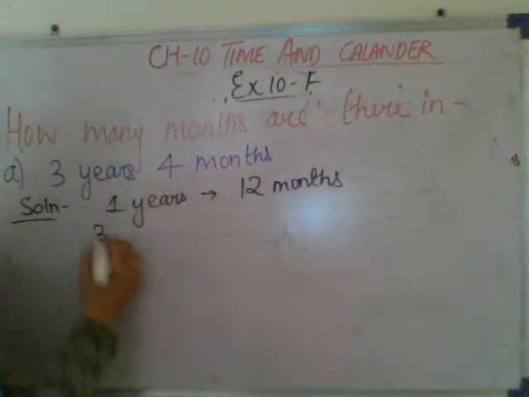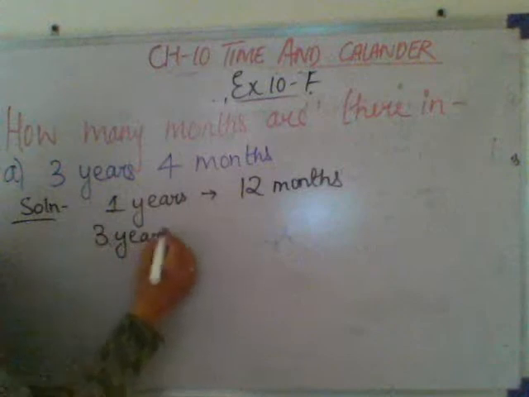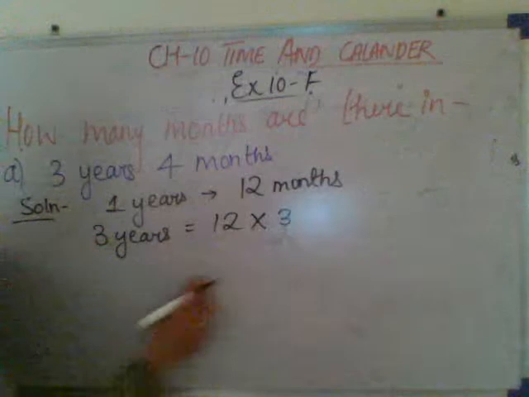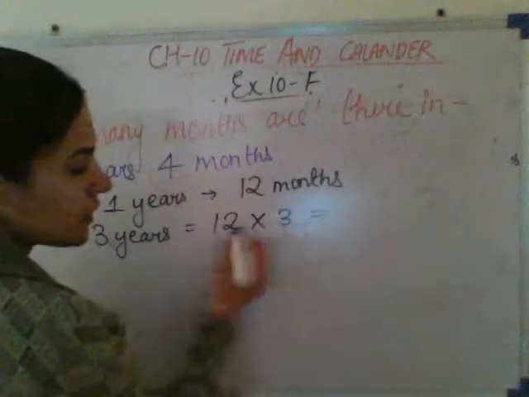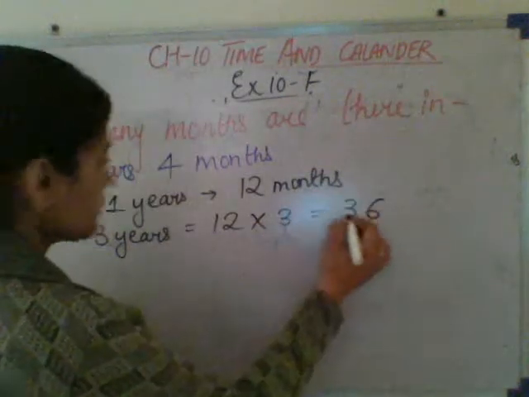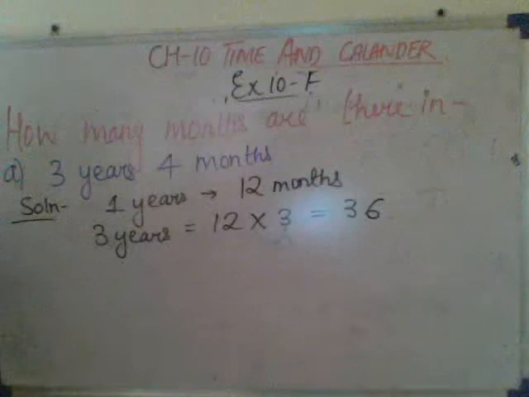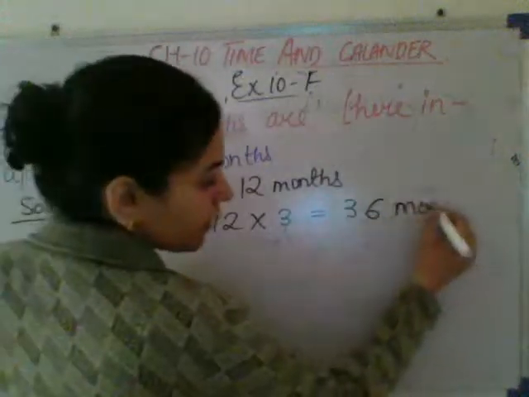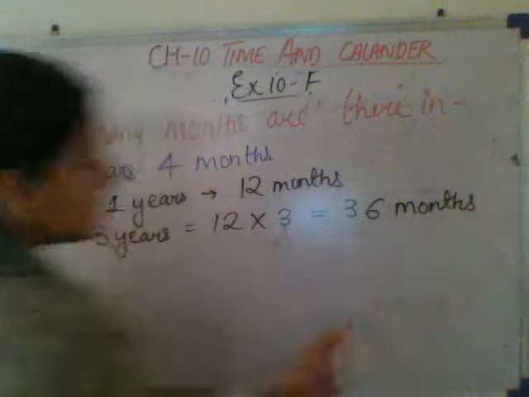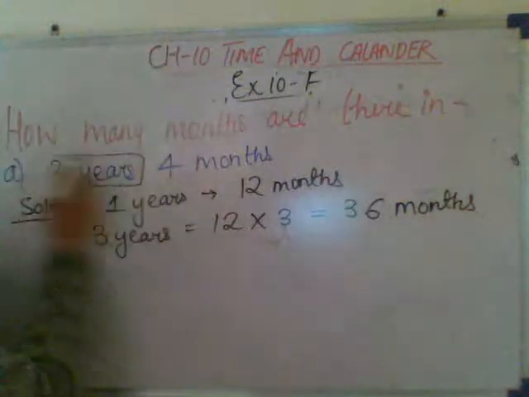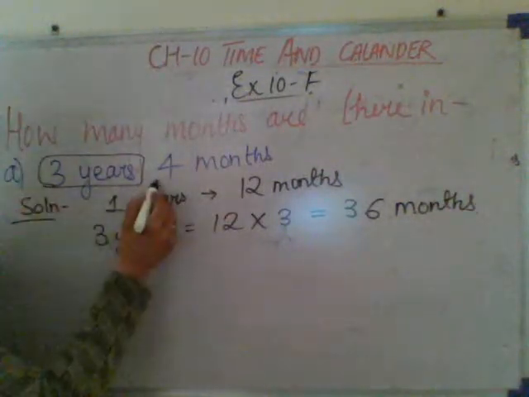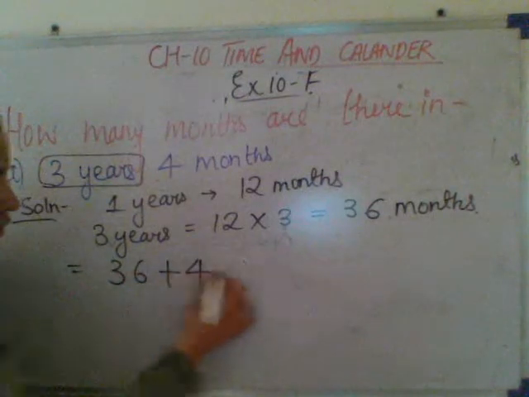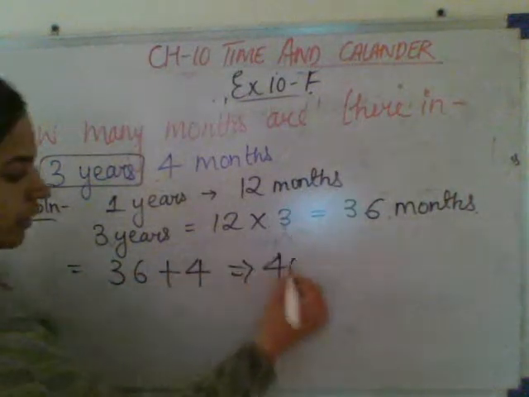So in 3 years, how many months will be there? 12 multiplied by 3. 3 twos are 6, 3 ones are 3. It is 36 months. In 3 years, 36 months are there, and 4 months are left. So 36 plus 4 is 40 months.